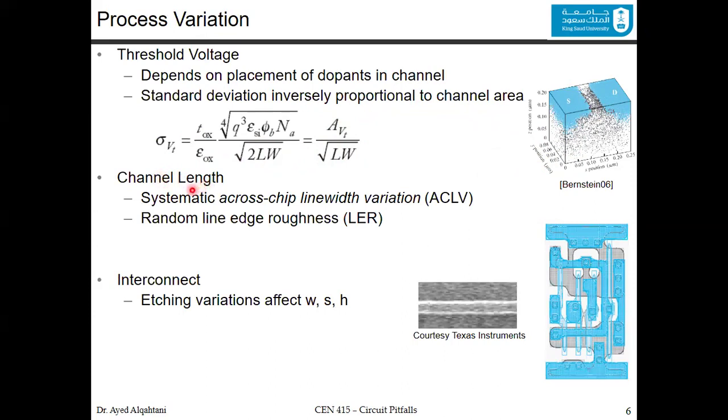The channel length is actually affected by systematic across-chip linewidth variation, or ACLV, and random line edge roughness, LER. These are subjects that are directly related to the channel length. You can read about them in your book. For the interconnect, etching variation affects all the dimensions: the width, spacing, the height between layers, and so on.